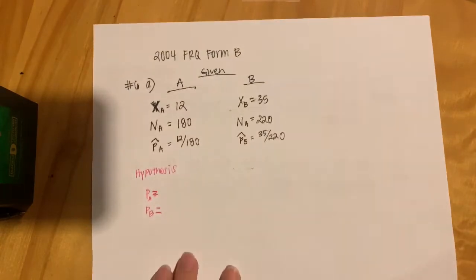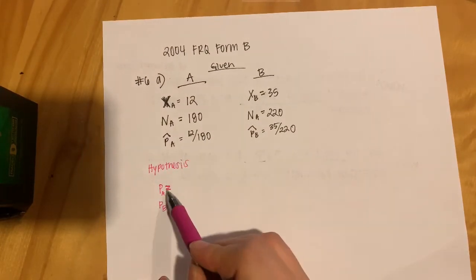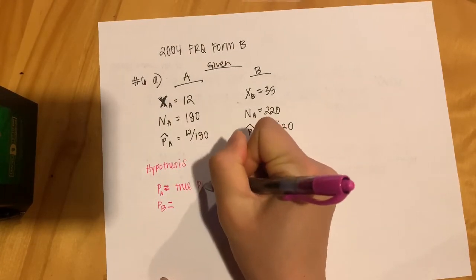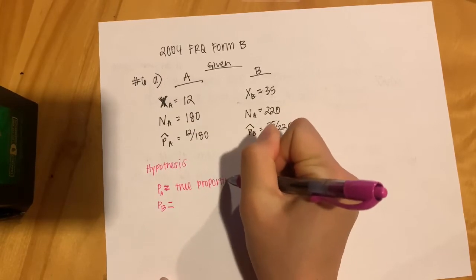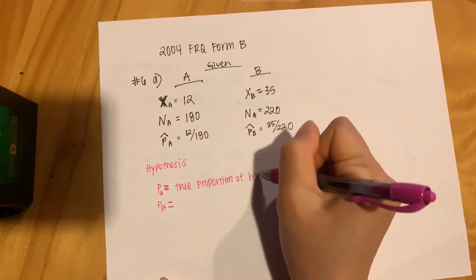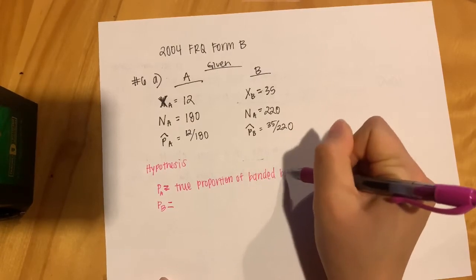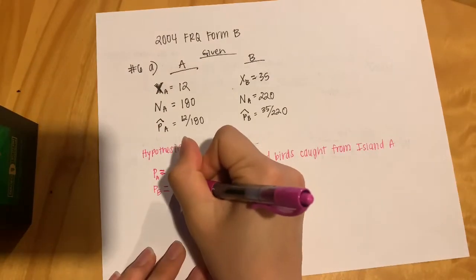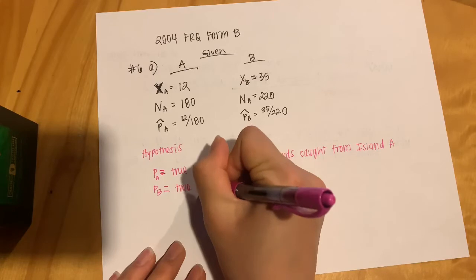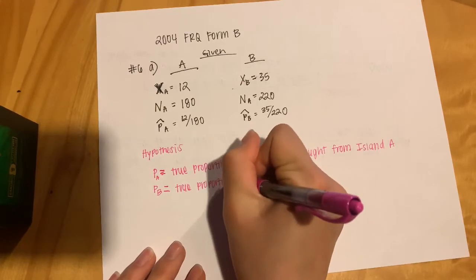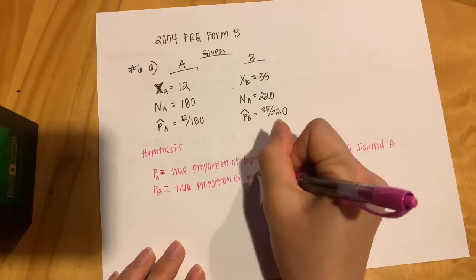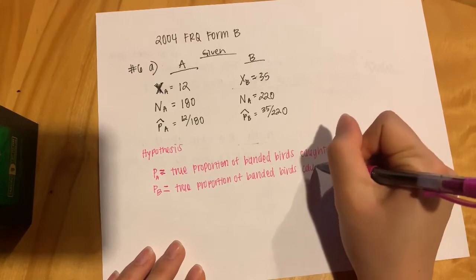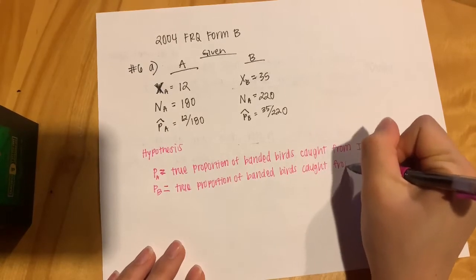So for our hypothesis test, we're going to start off with the hypothesis. We have to label our PA and PB. PA is going to be the true proportion of banded birds caught from Island A. And our PB is going to be the true proportion of banded birds caught from Island B.